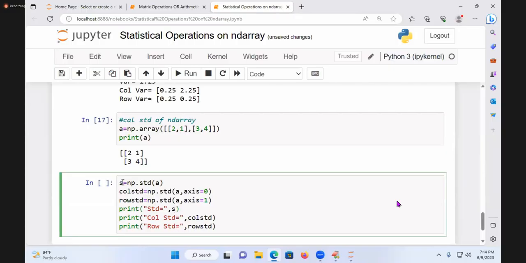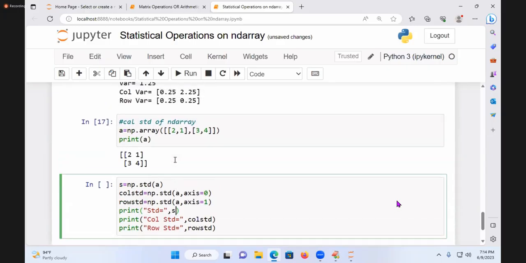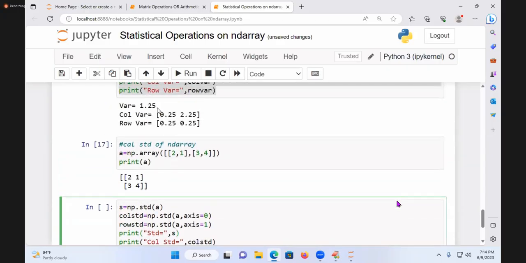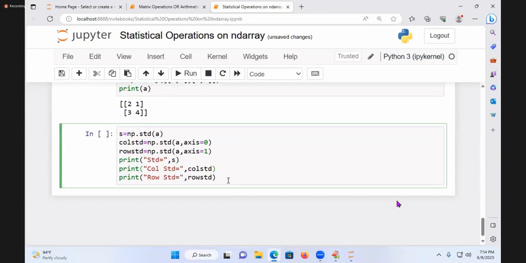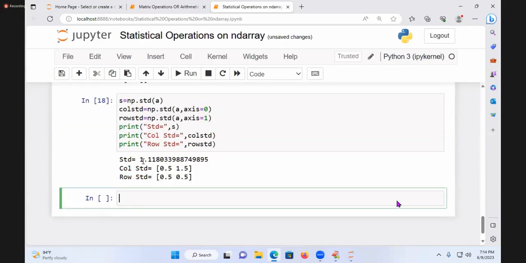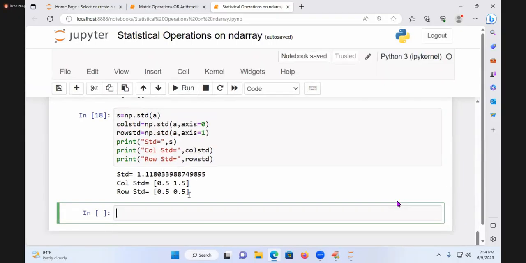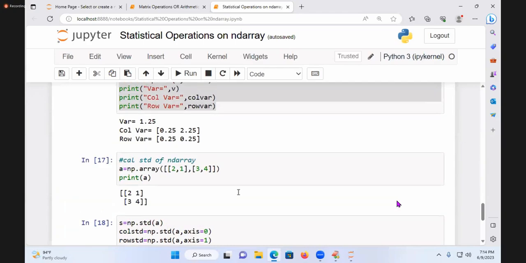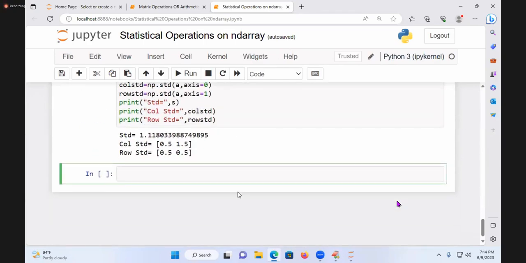Now see, students, I already told you this 1.118 is coming. The same thing will be coming. Obviously the square root of 1.25 is shown. The square root of 0.25 is 0.5, and the square root of 1 is 1. That is easy and understandable. See the result: 1.118, which is done already, then 0.5, 1.5, 0.5, 0.5. I hope you are getting the standard deviation.